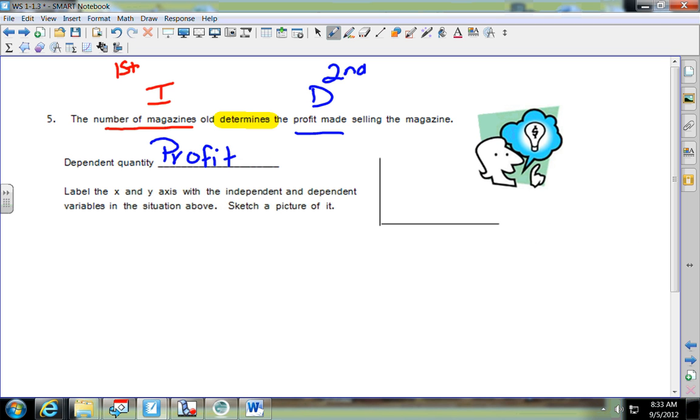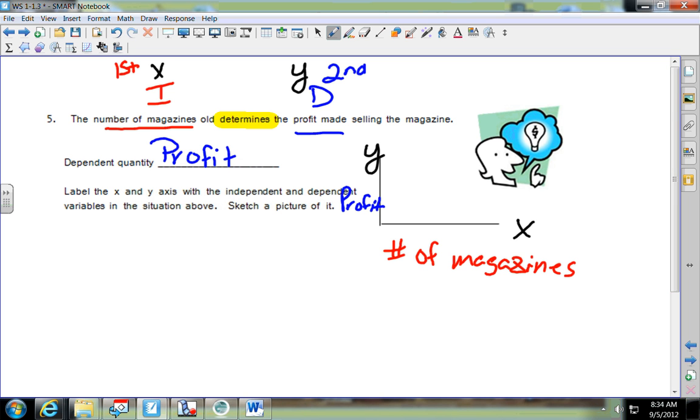Remember we have X, then Y. X is the independent, Y is the dependent. So I've got number of magazines, and then the dependent is the profit. If I wanted to sketch it, number of magazines, if I haven't sold any, I have no profit. The more magazines I sell, the more profit I have. So the line is increasing. It is going up.